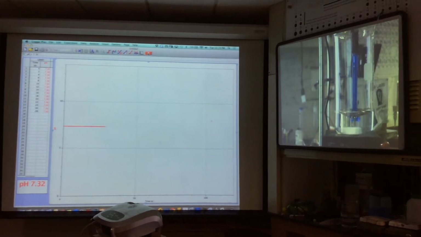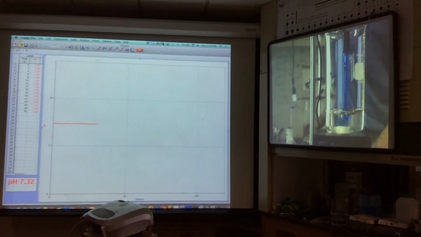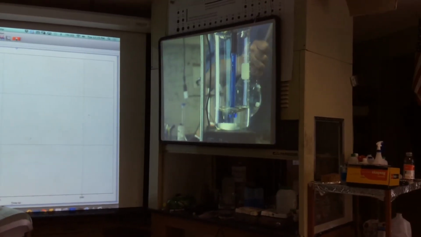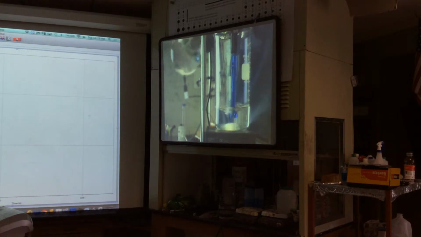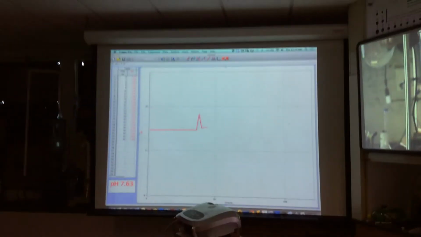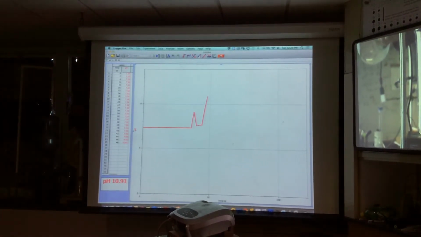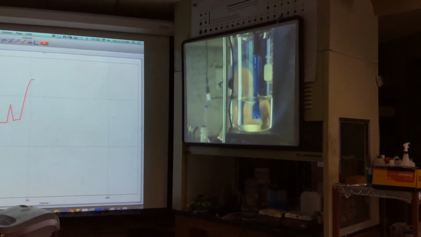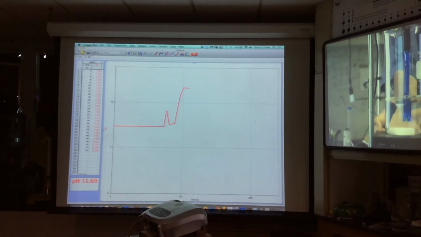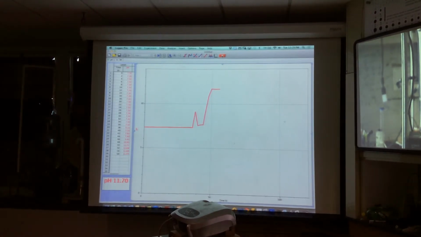Now, I'm going to put in some acid. In fact, let's do some base. Okay, I'm going to put some base in. You can just leave that there. Okay, so I put some base in. And you can see what happened to the pH. It spiked a little bit. So what happened to my pH? It raised when I added a base.